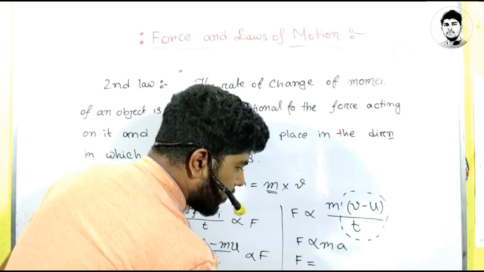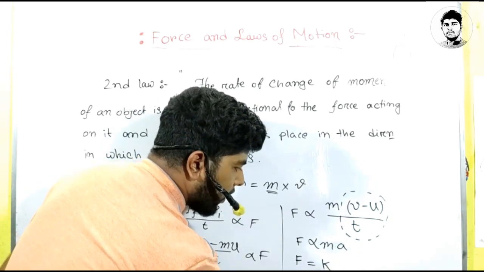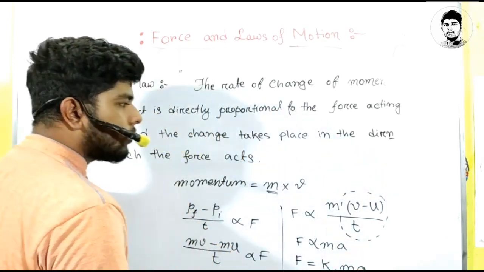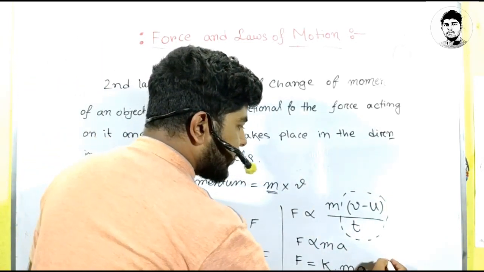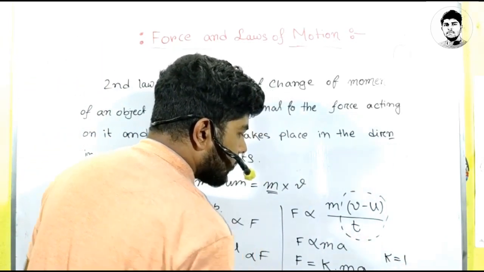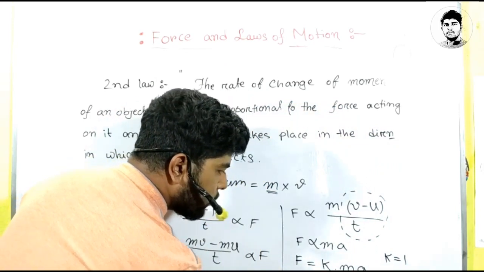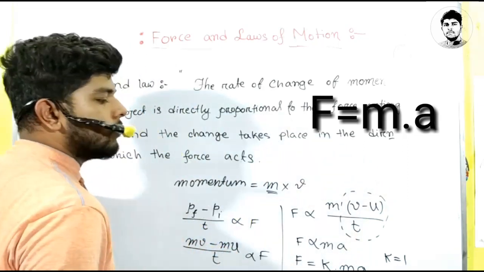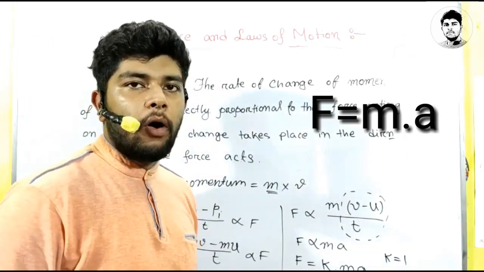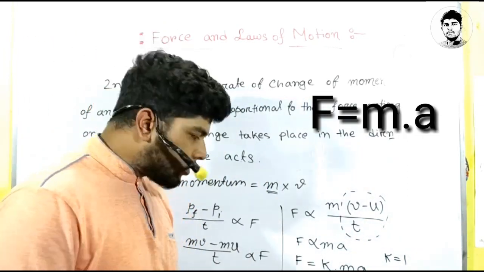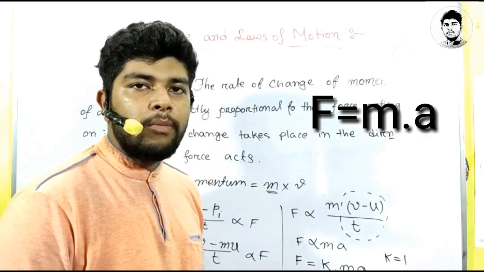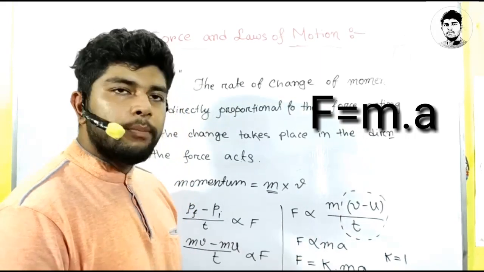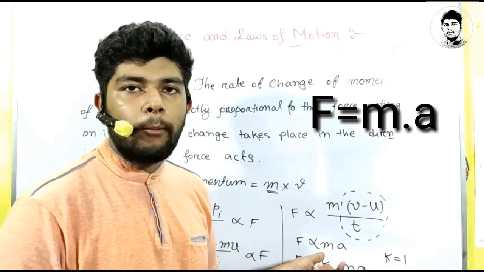If we write the equals sign, here we have to put the proportionality constant k into ma. Now if we take k equals to 1, then force equals m into a. This is the mathematical form of Newton's second law. F equals ma, that means force equals mass into acceleration. This is the mathematical form of Newton's second law.